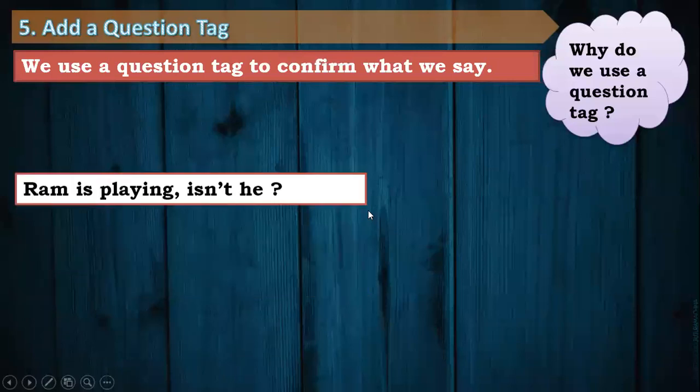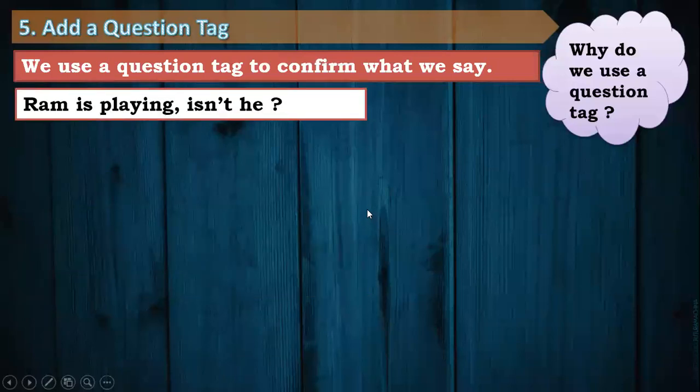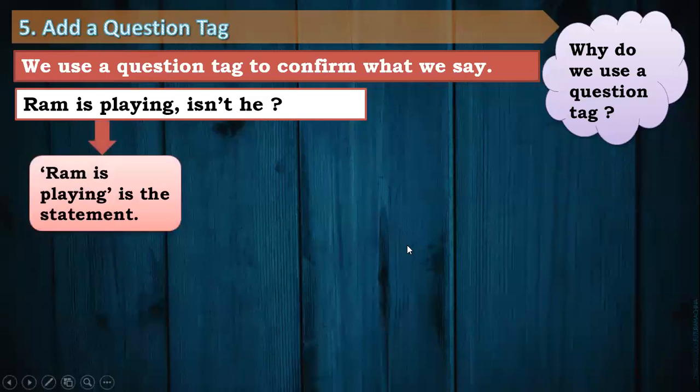For example, Ram is playing, isn't he? Don't you think we are confirming, we are assuring ourselves? Yes, it's an assurance that we give to ourselves. In this case, isn't he is a question tag. Now, what do you think question tags are based on? Absolutely. They are based on the verbs. So that is what we are going to check now.